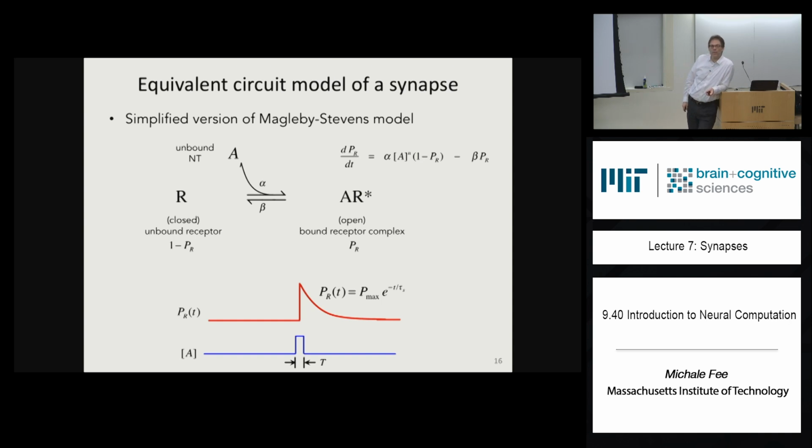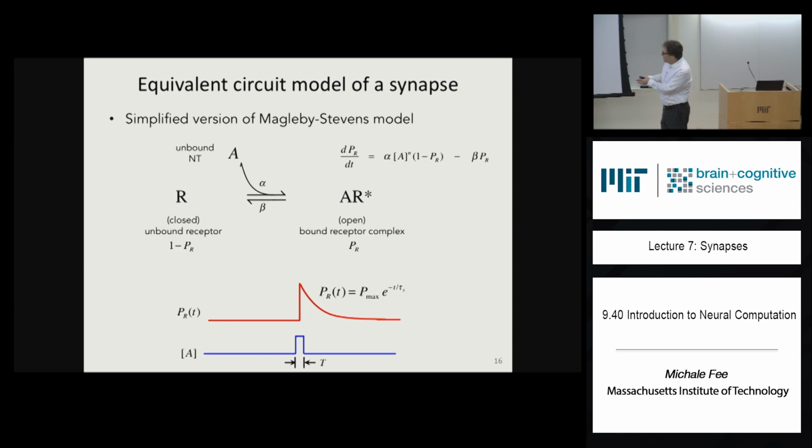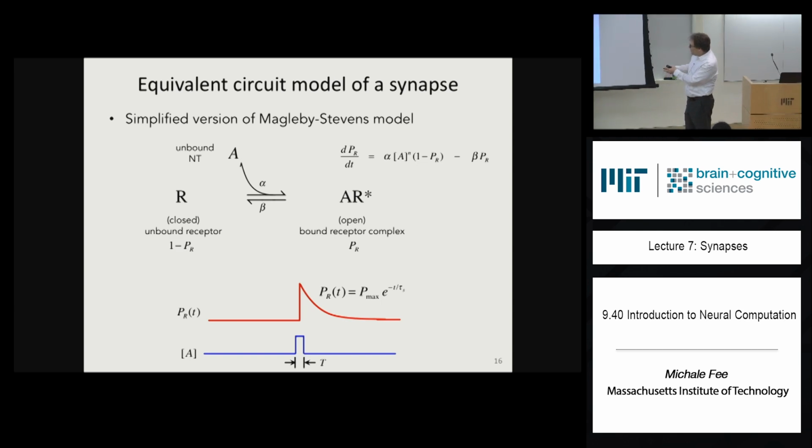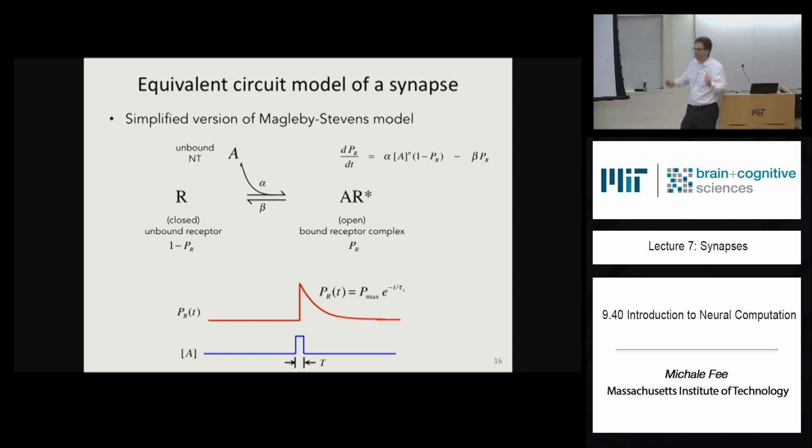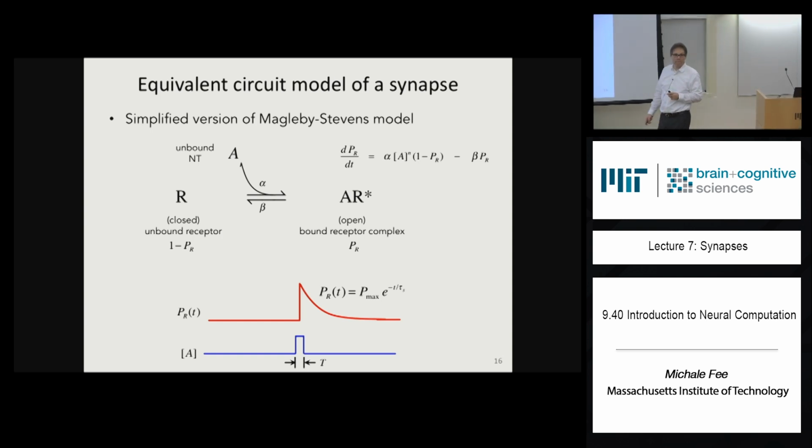Okay. Do we need to factor in the time dependence of the concentration? So in the full model you do, and in fact, what this really looks like is that it turns on more slowly and then goes away with an exponential. But I'm just walking you through this super simplified model. That's my mental model for how a synapse works. Okay?